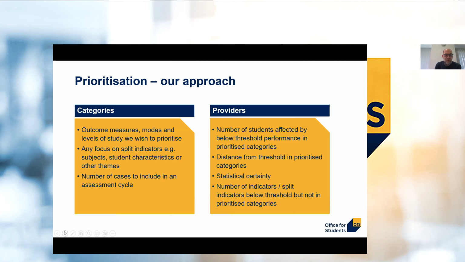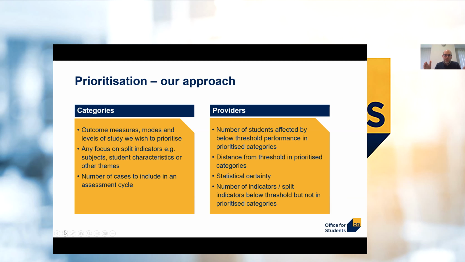When we do that, and that's what we expect to do in a couple of weeks' time, we'll tell you the indicators and split indicators that can be prioritized for assessment. This will mean you'll be able to identify whether any of your indicators or split indicators fall into the prioritized category for the year. And then from that pool, we'll select the providers.